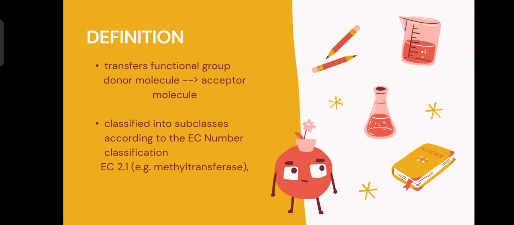Transferases help the donor molecule transfer to an acceptor molecule. It is grouped into an easy number of classifications depending on the chemical reactions they catalyze. For example, methyl transferases is under EC 2.1, which are enzymes that transfer methyl groups.